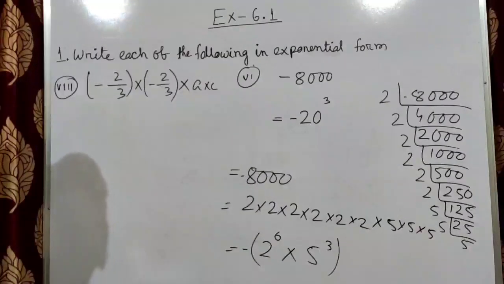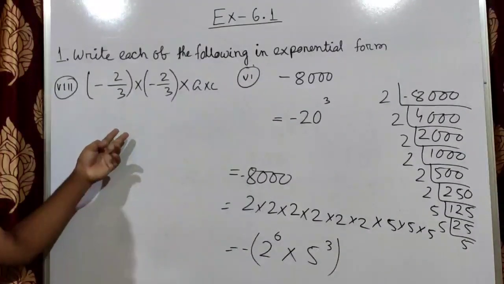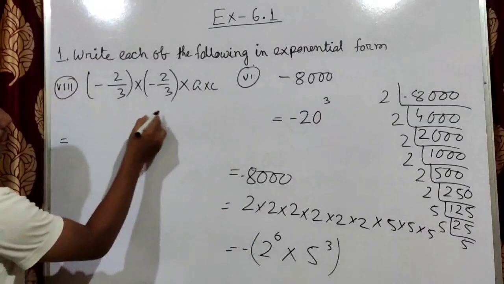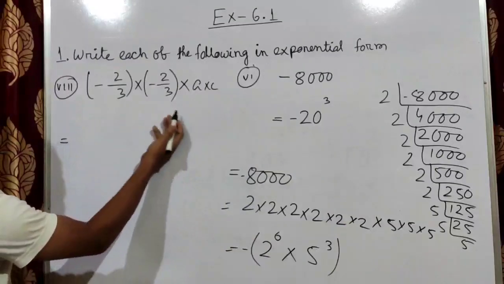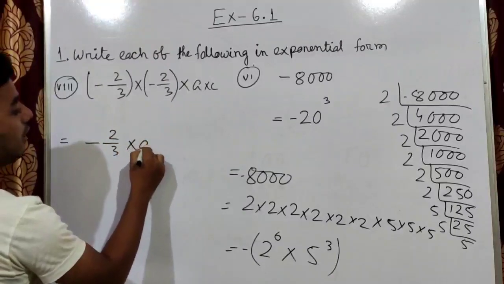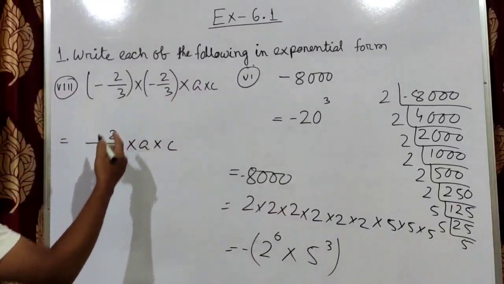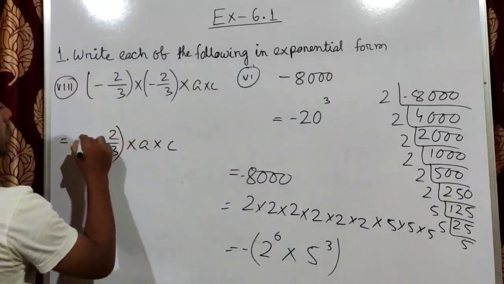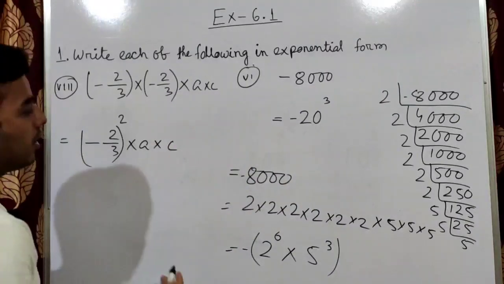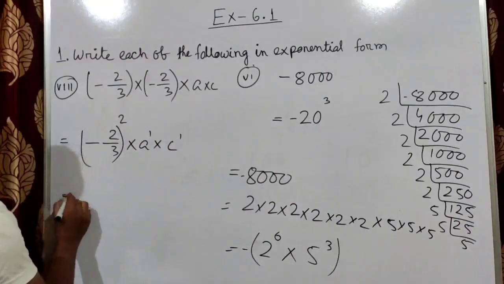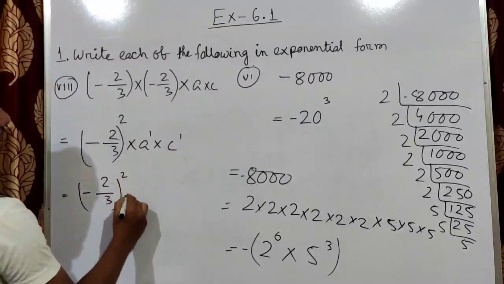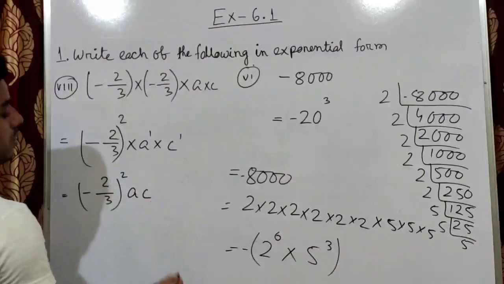So the next question is minus 2 by 3 into minus 2 by 3 into A into C. First of all we have to write the numbers which are multiplied with each other. So here is minus 2 by 3, then into A into C. Minus 2 by 3 is multiplied how many times? 2 times. So we will give bracket and write 2 here, and both A and C are multiplied 1 time. So at last we will write minus 2 by 3 whole square into A into C.